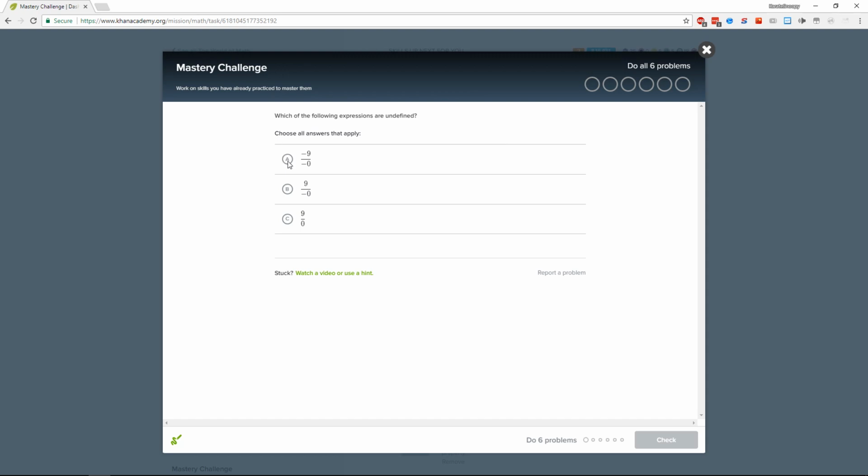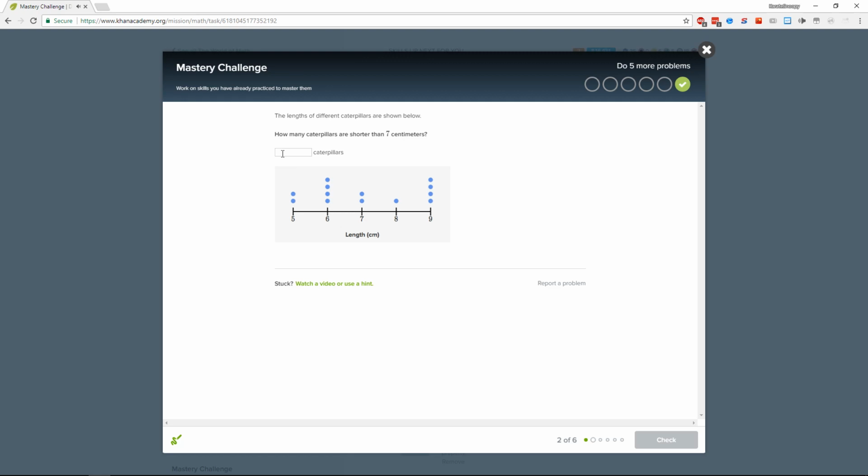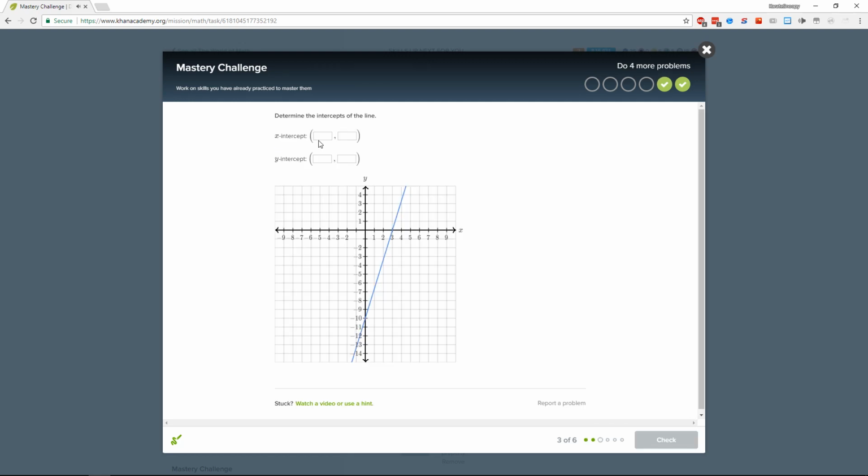All right, making progress. Which of the following expressions are undefined? I like that one. How many caterpillars are shorter than 7? 6. X-intercept is 3, 0. Y-intercept is negative 10. Oops. 0, negative 10.